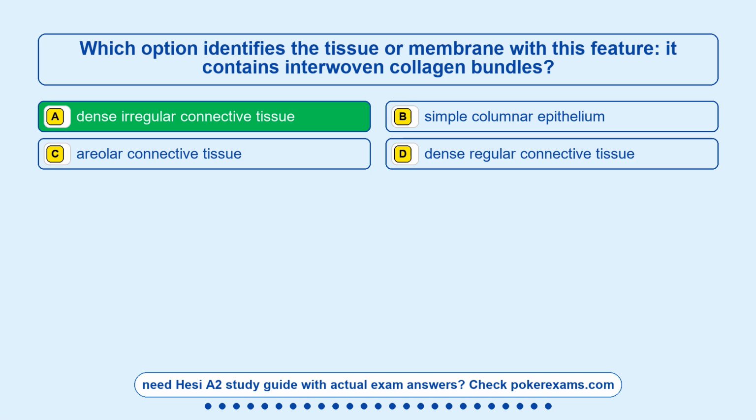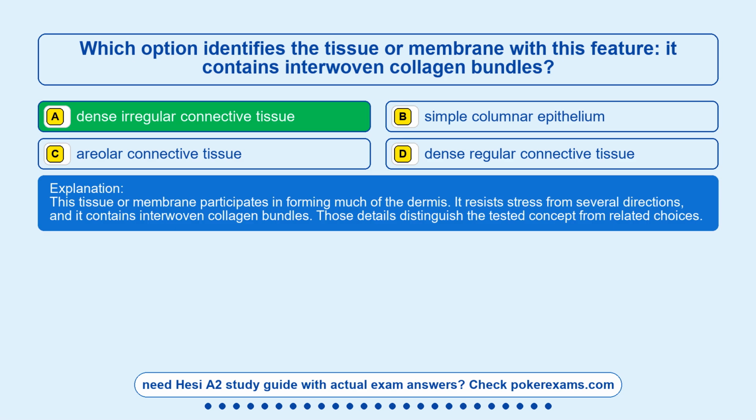The correct answer is option A, dense irregular connective tissue. This tissue or membrane participates in forming much of the dermis. It resists stress from several directions, and it contains interwoven collagen bundles. Those details distinguish the tested concept from related choices.